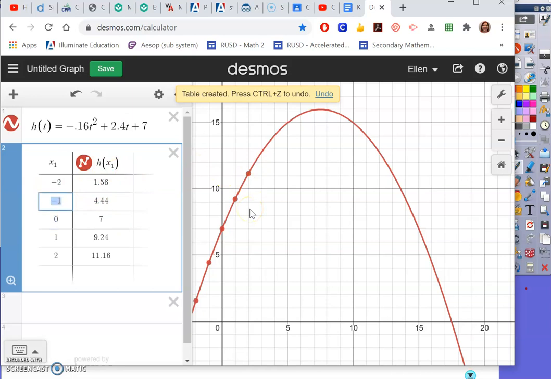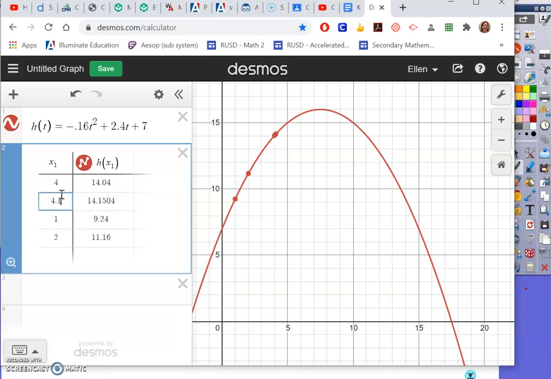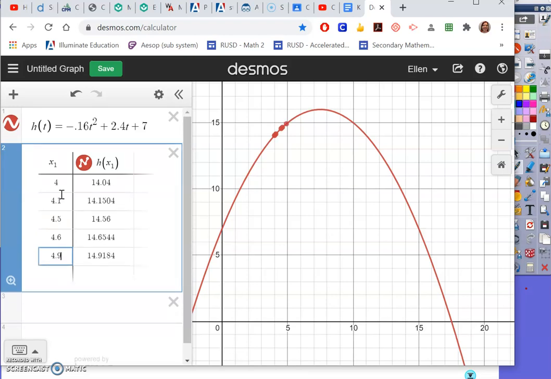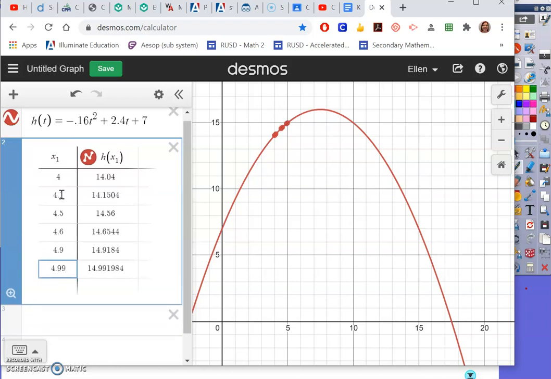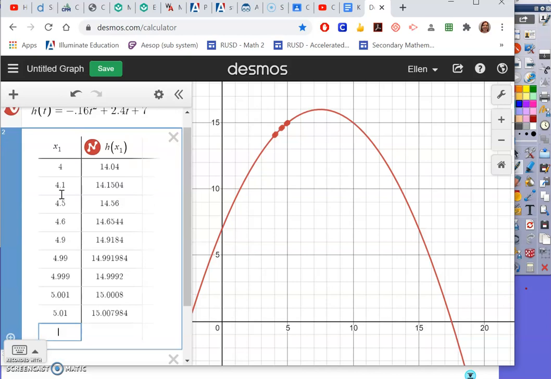I want to get closer and closer to 5, so I'm going to go ahead and type in 4, 4.1, 4.5, 4.6, 4.9, 4.99. Your TI will do a better job with this. 5.001, 5.1, and so on. This is a table way.